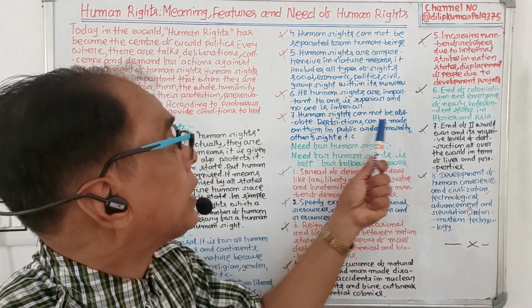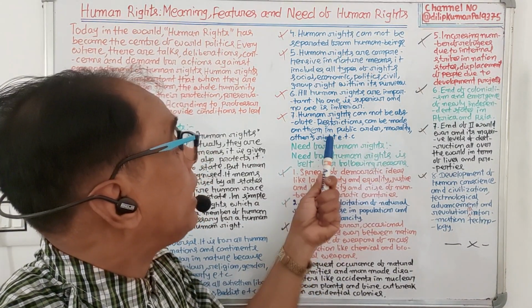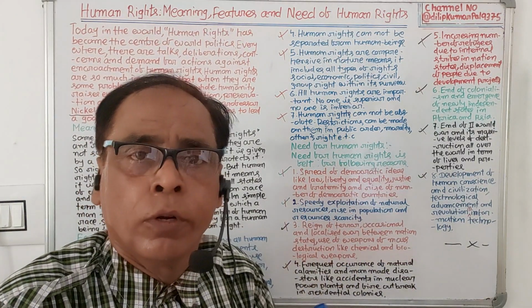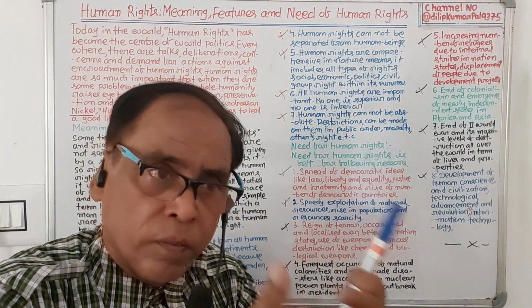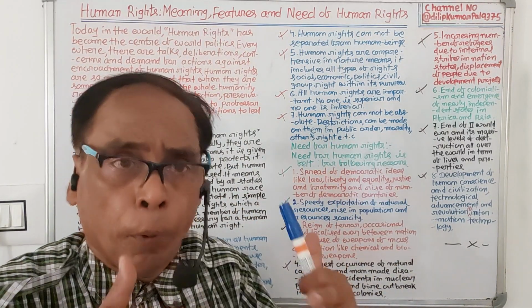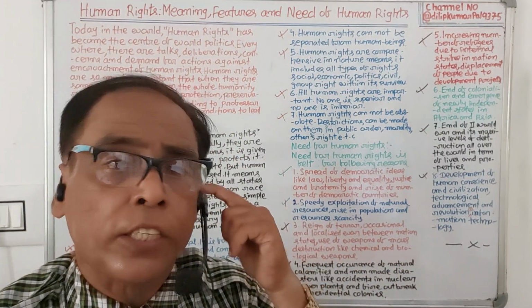Finally, human rights cannot be absolute. Restrictions can be made on them in the interest of public order, morality, and the rights of others. Restrictions can be imposed in the social interest, public security, and morality. So we are clear about the meaning and features of human rights.